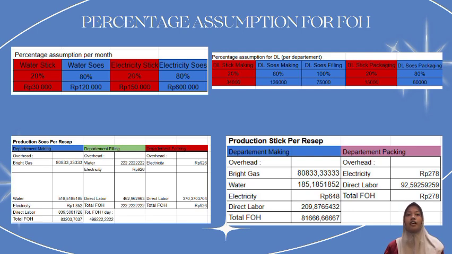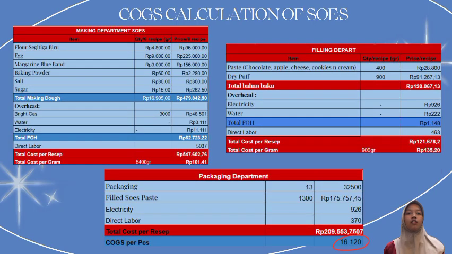For example, electricity was allocated 20% to stick and 18% to SUS. Direct labor was also split across the making, filling, and packaging departments accordingly. Based on those percentage assumptions, we calculated the COGS for SUS. The result was a COGS of 16 million for SUS, consisting of raw materials, factory overhead, and direct labor from all three production departments: making, filling, and packaging.